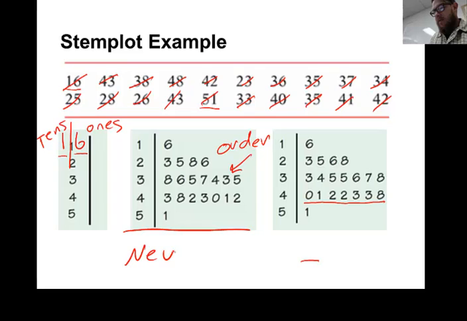We never omit our leaves. If we have multiples, we need to keep those. If we omitted them, we would lose the visual aspect of the stem plot that makes it so valuable.